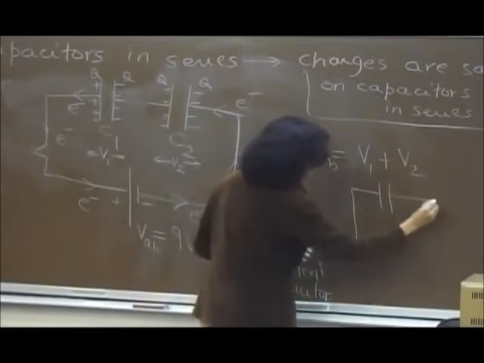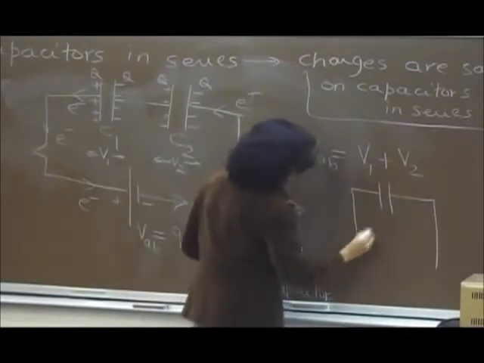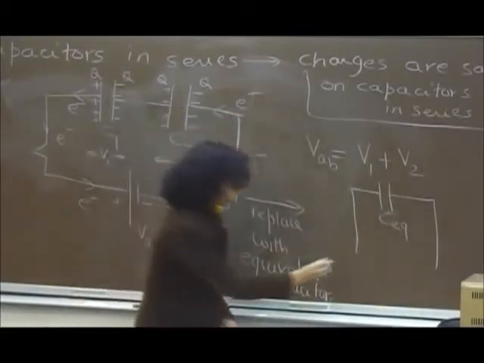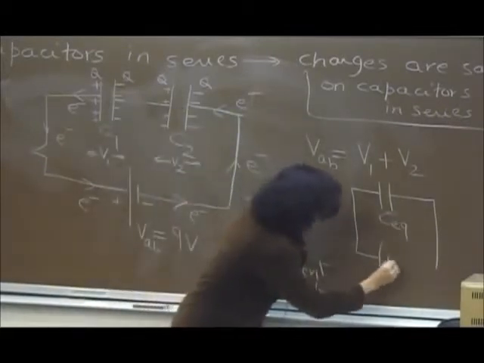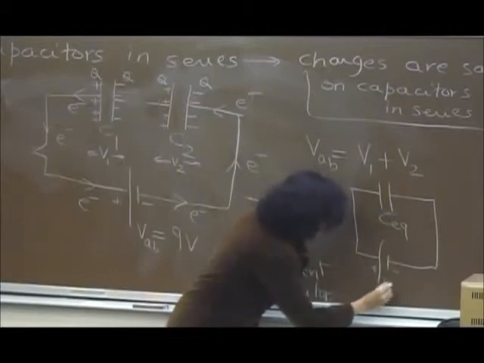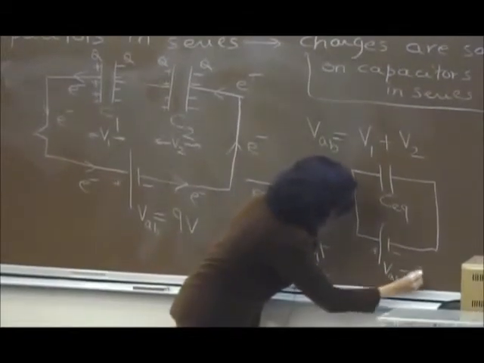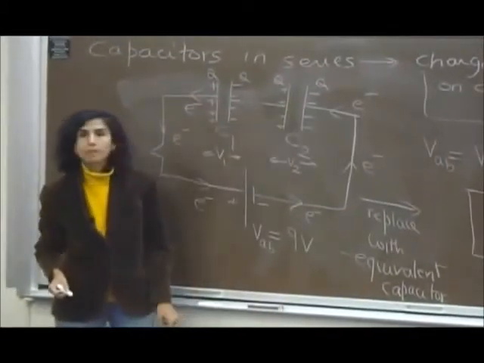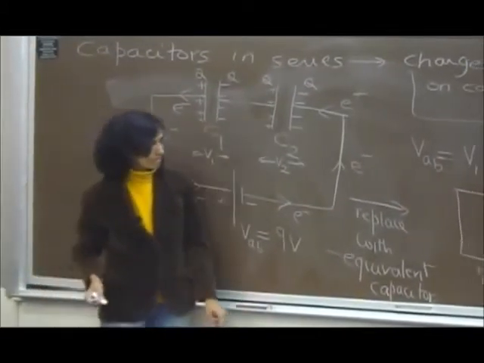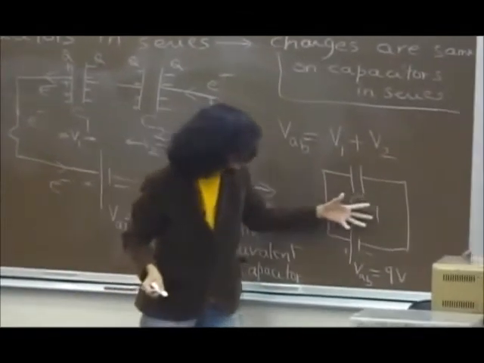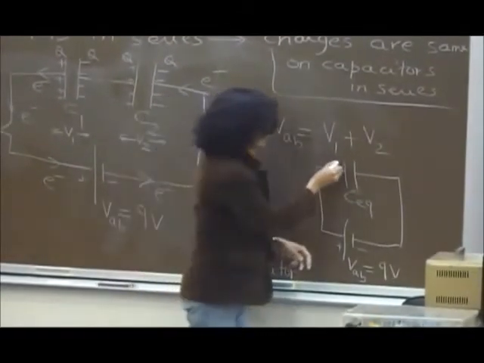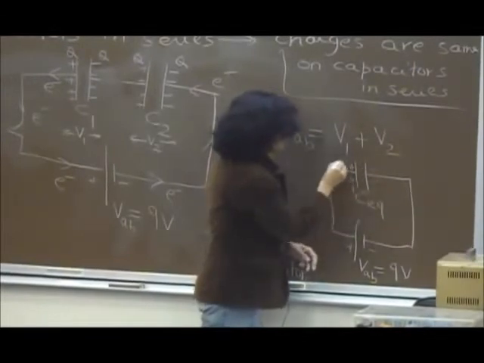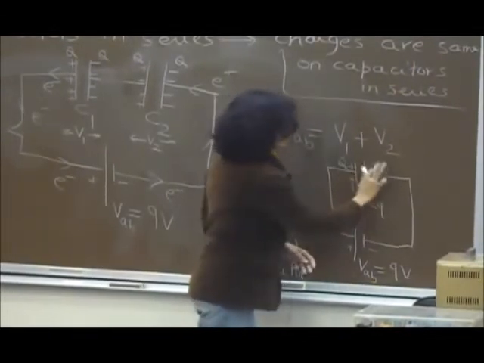This capacitor has some C equivalent, the equivalent capacitance, such that if I connect it to the same exact battery, this VAB is exactly the same as in the case where we had two capacitors. I get exactly the same charge across the plates. So this should have the same exact Q, sorry.